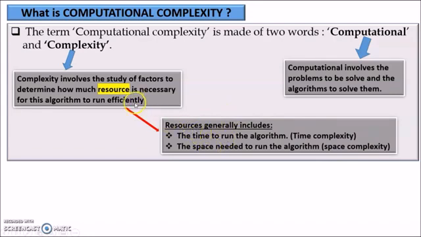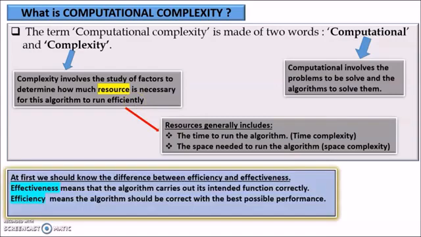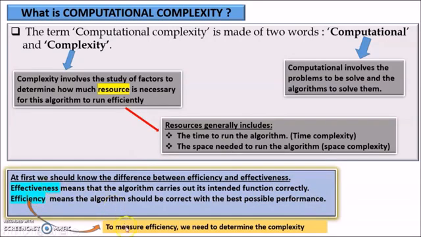Now, at this point, you should know the difference between effectiveness of the algorithm and efficiency of the algorithm. Effectiveness means that the algorithm carries out its intended function correctly. Okay. So efficiency means the algorithm should be correct with best possible performance. To measure the efficiency we need to determine the complexity. So in the next slide we will see how we are going to determine the complexity of an algorithm.